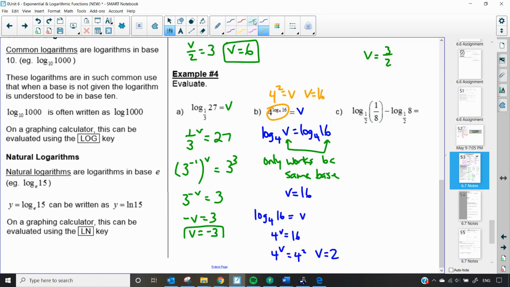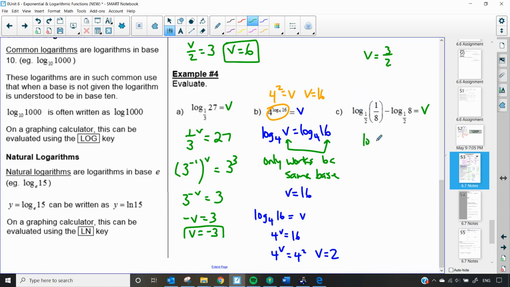All right, one last example on this part. We've got log base 1/2 of 1/8 minus log base 1/2 of 8. Now, up to this point, all that we can do is evaluate by writing in exponential form. There will come a lesson in the next few days where we're going to look at the laws of logarithms, where we'll have ways that we can simplify this a little bit before we actually have to evaluate. But at this point, all that we can do is evaluate individually.